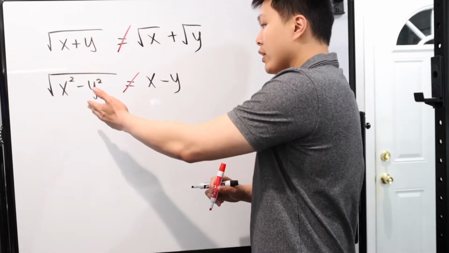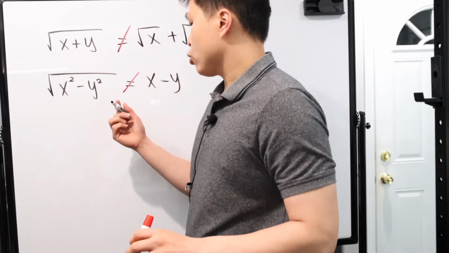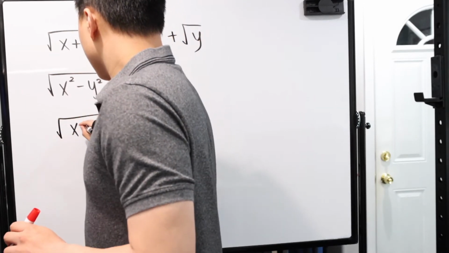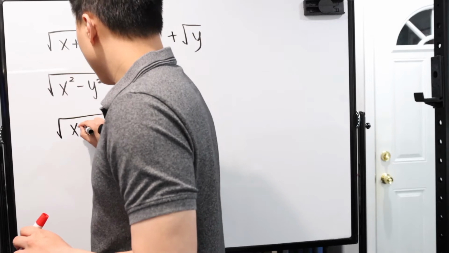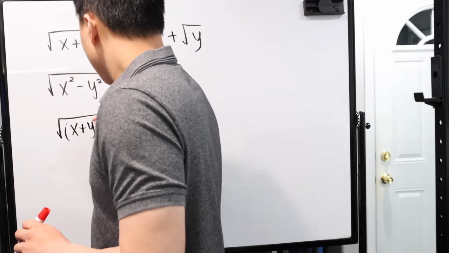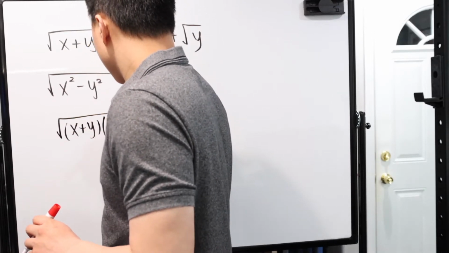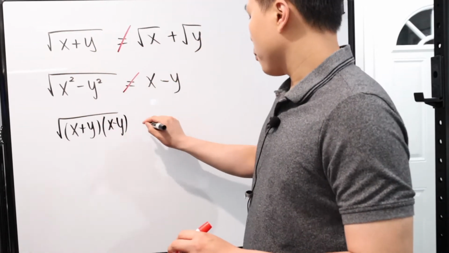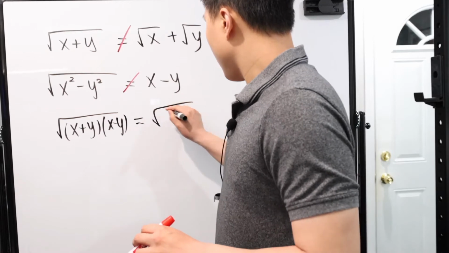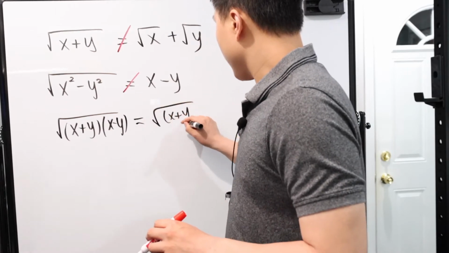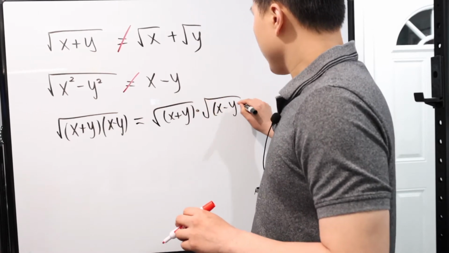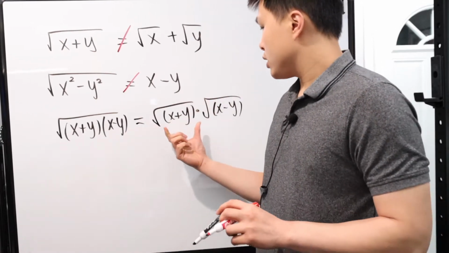But if we rewrite this, we can actually separate them into square roots. So how does that work? Square root of x squared minus y squared can be written as the square root of x plus y times x minus y, with this inside the square root. Then you can break it down into the square root of x plus y times the square root of x minus y. So there, you can actually separate the square root.